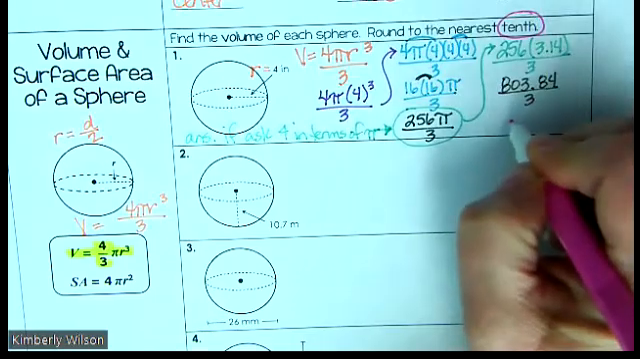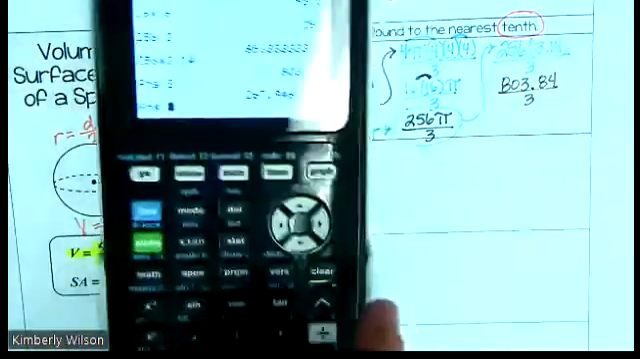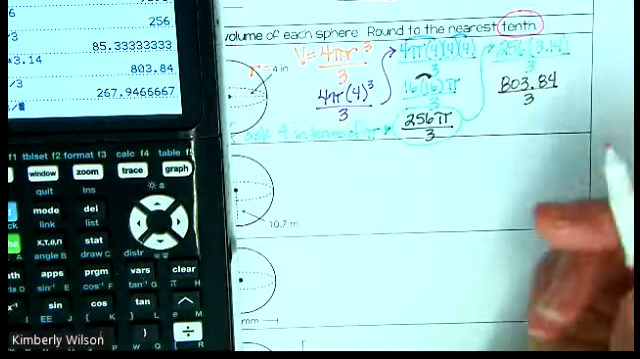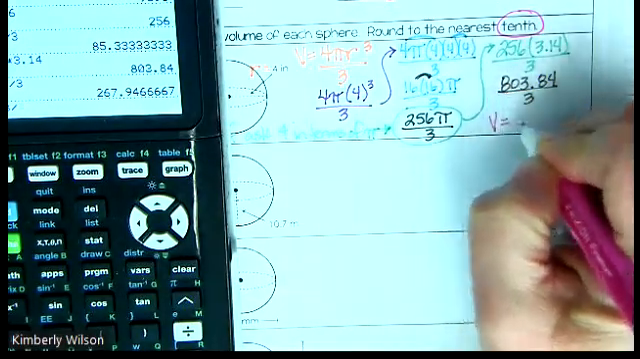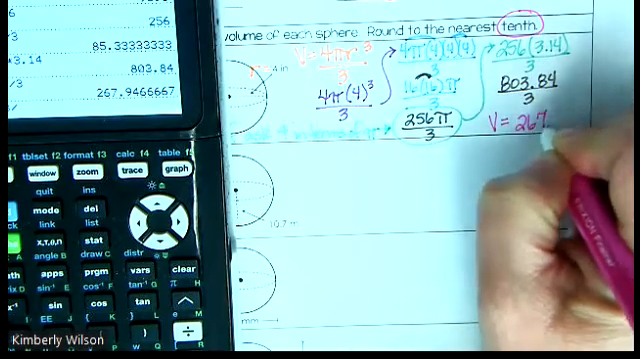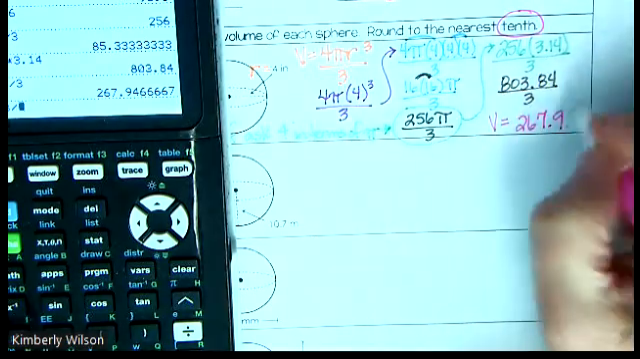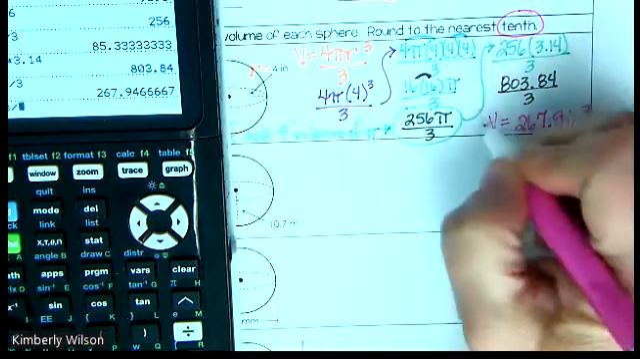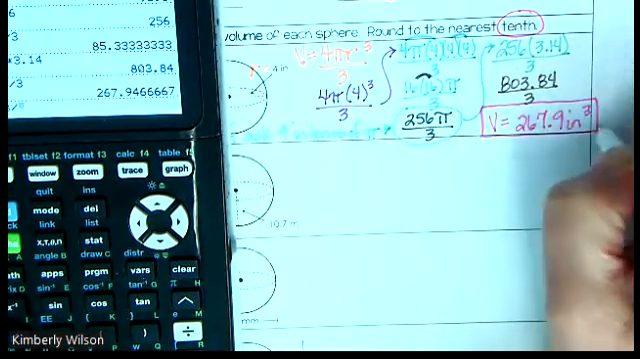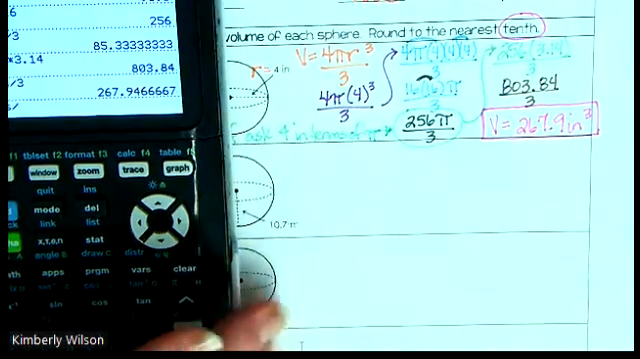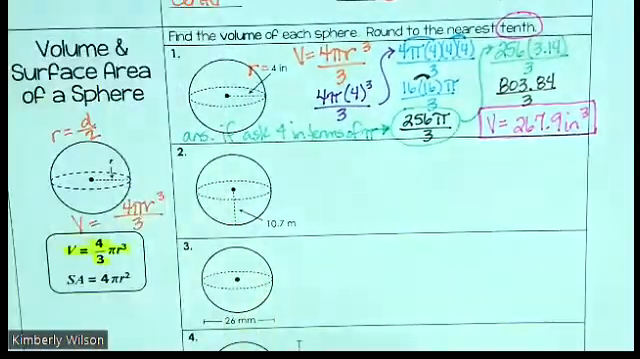Here's what I see on my calculator. We're rounding to the nearest tenth, so my volume equals 267.9 inches cubed. I'm just plugging in numbers and then simplifying by order of operations. That's all I'm doing. Ooh, that makes other colors really look weird.